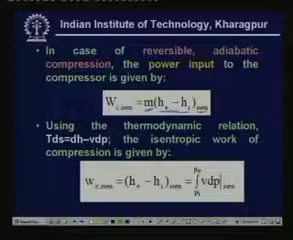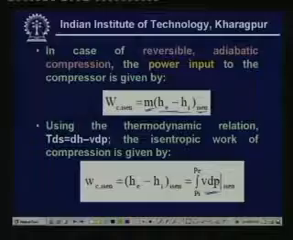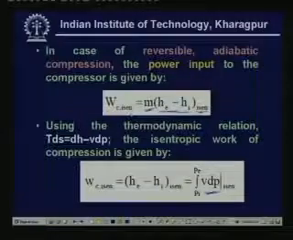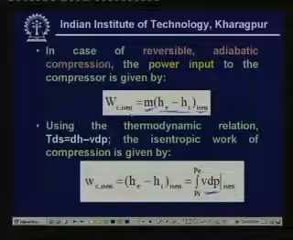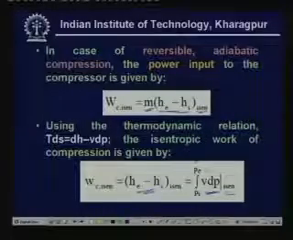Using the thermodynamic relation TdS is equal to dH minus VdP, the isentropic work of compression is given by this. How do we get this? Since this process is isentropic, dS is 0. So from this relation we get that dH is equal to VdP. So the specific work of compression is nothing but integral dH, which is equal to integral VdP. This integration has to be performed along the isentropic process from the inlet pressure Pi to the exit pressure Pe.